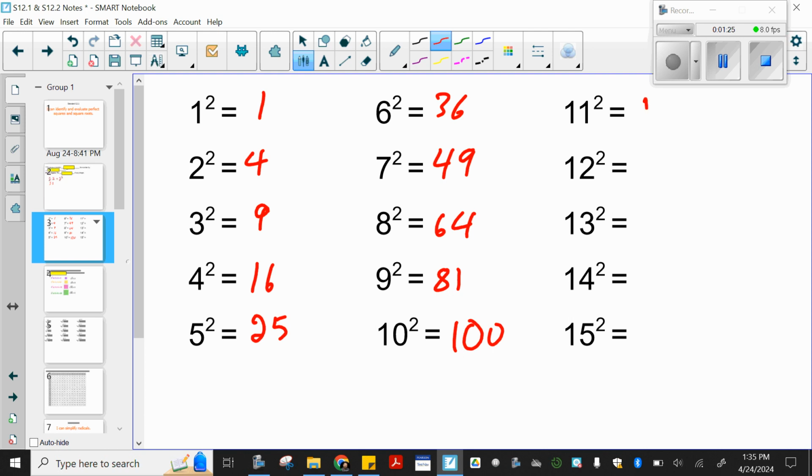11 squared is 121. 12 squared is 144. 13 squared is 169. 14 squared is 196. And 15 squared is 225. A lot of times, those students that know most of them up to 10, sometimes up to 12, it's real helpful to learn these now. All right.